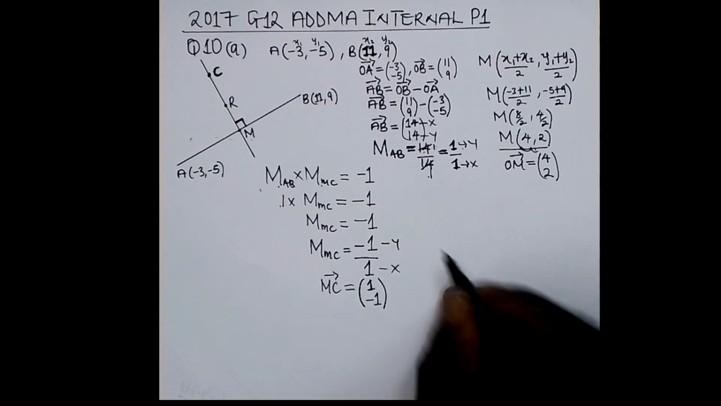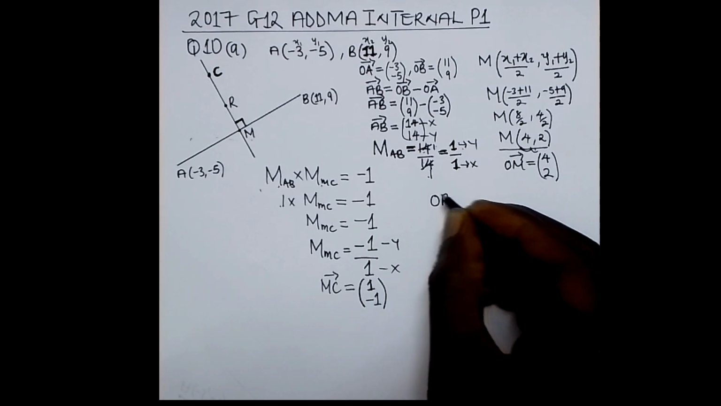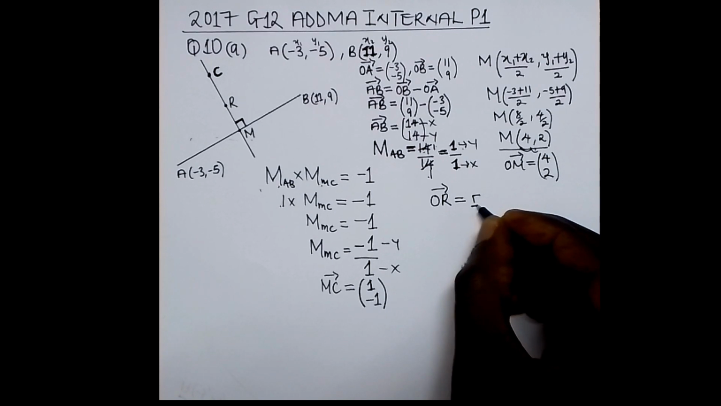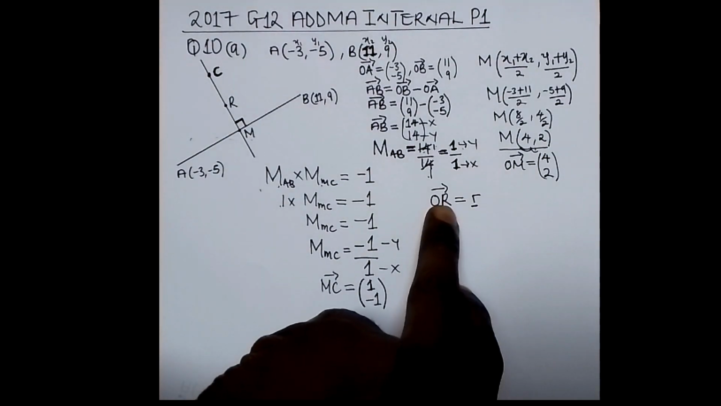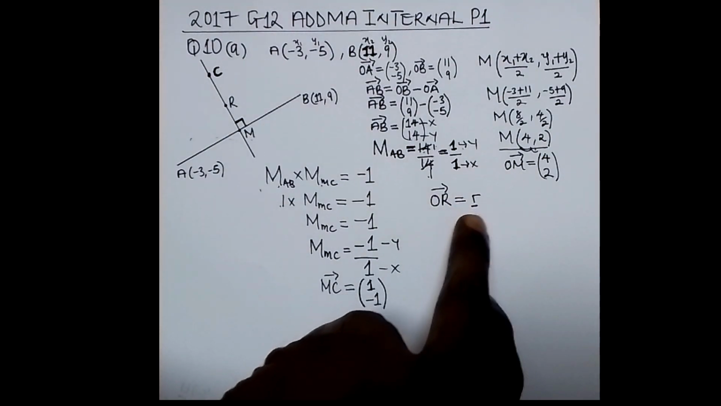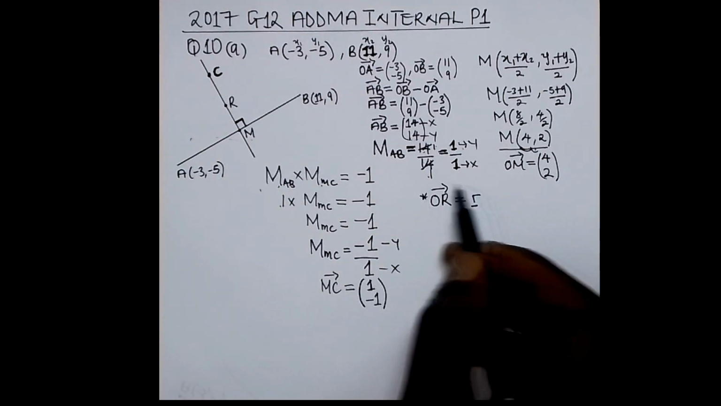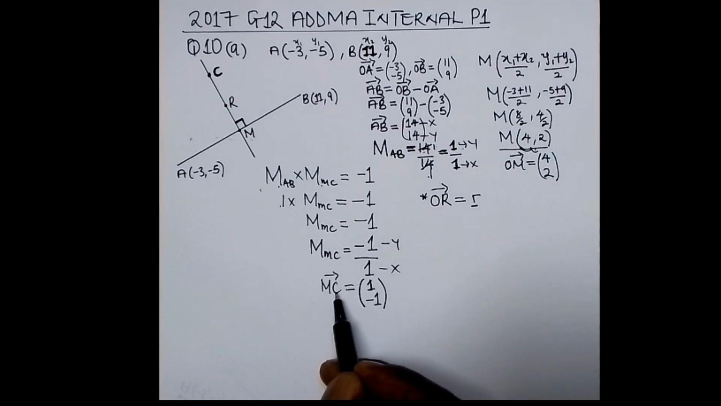Now, we're not going to find the OR vector. In short, we're just going to show that the OR vector is the same as the R vector using a single letter. So we're going to use this OR vector, which is equal to R, to find the vector equation of a straight line. So at some point I'll use this. I'll also use the OM vector and also MC.